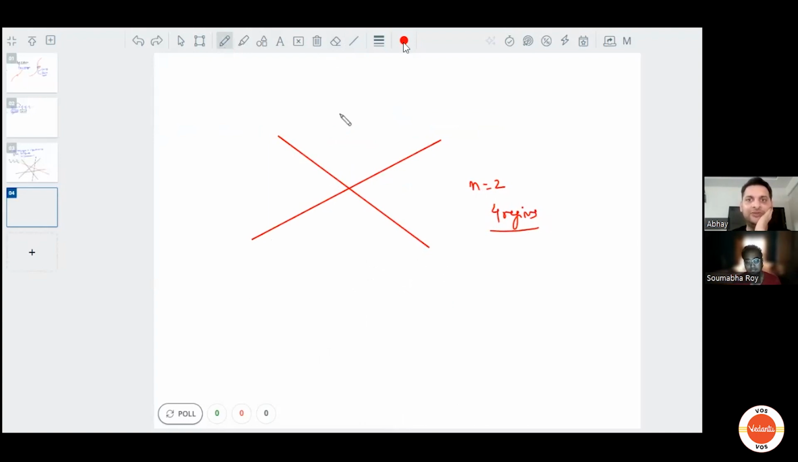Okay, so if we add the third line, the third line is going to cut the first two lines at, let's say, point 1 and point 2. Let's say this was region A, this was B, this was region C, and this was region D. So how many regions got added? In this case, three regions got added.